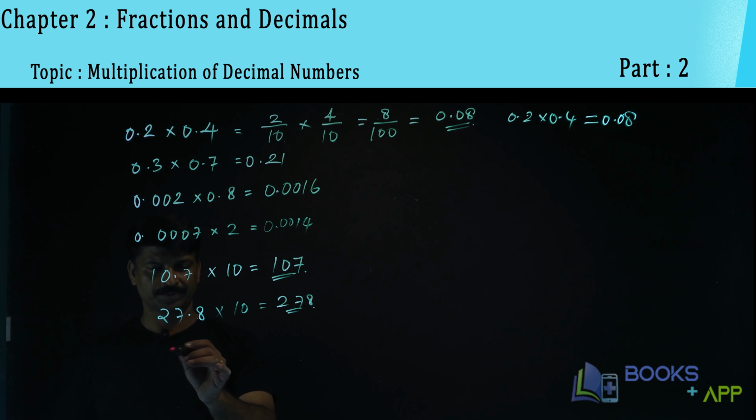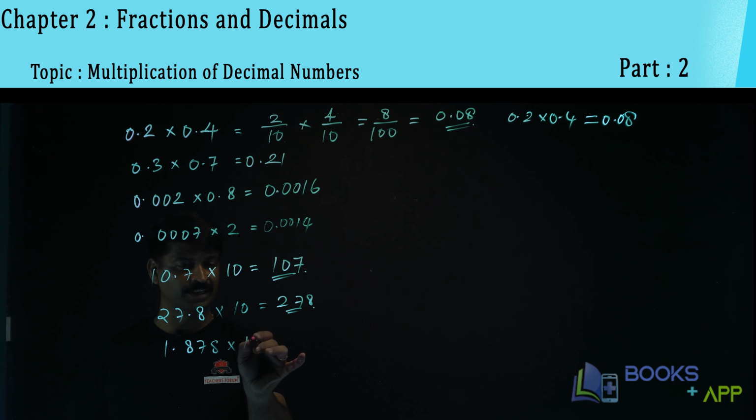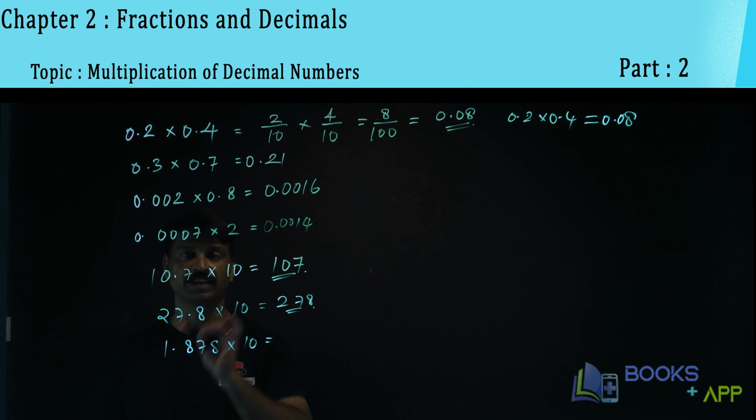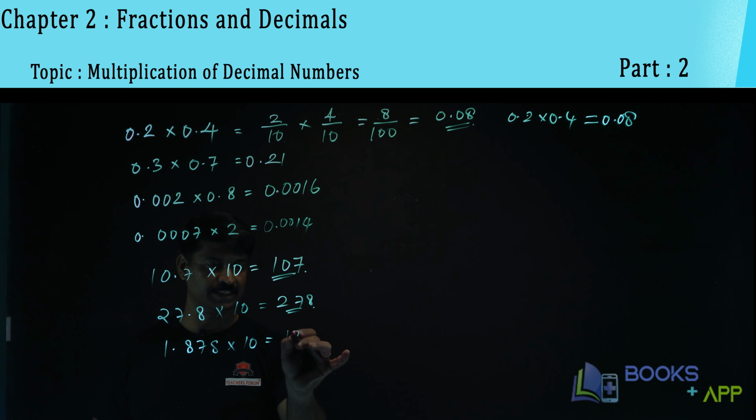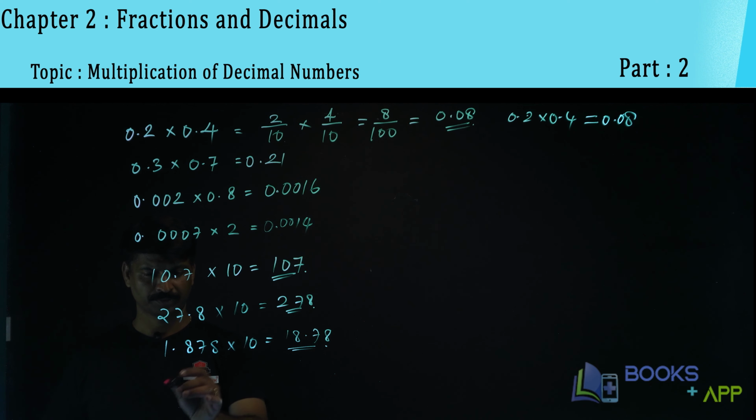Now another one. 1.878 into 10. What is the answer? You are multiplying by 10. So this decimal point will jump here. So what is the answer? Yes, 18.78. Clear, children? One more.